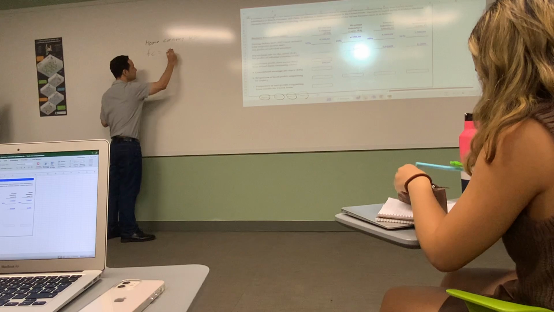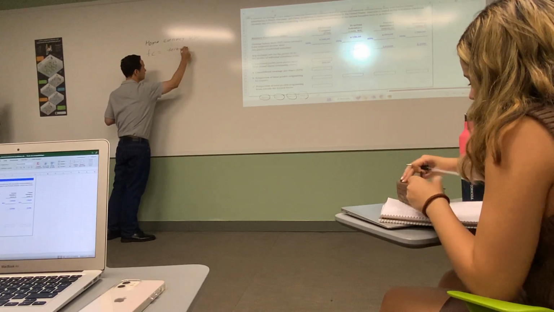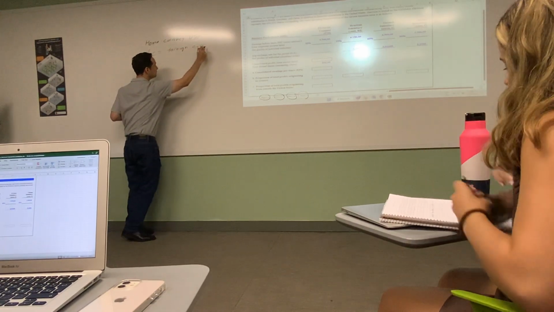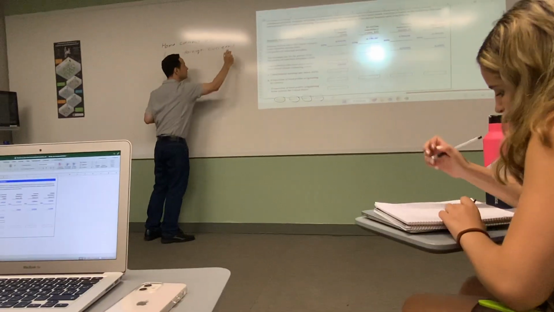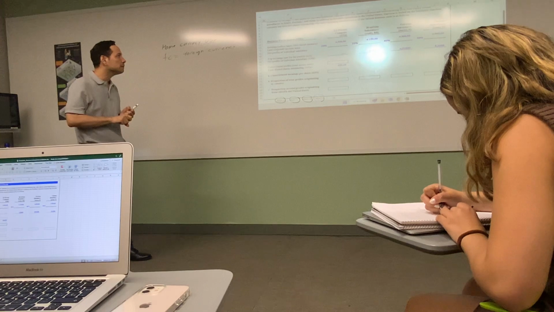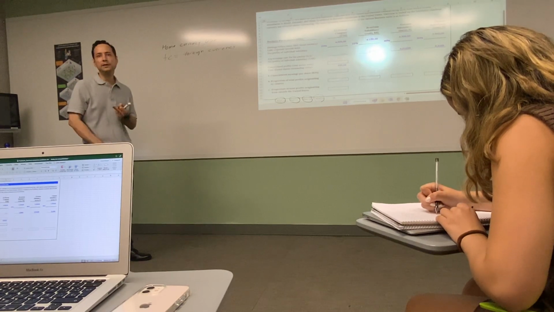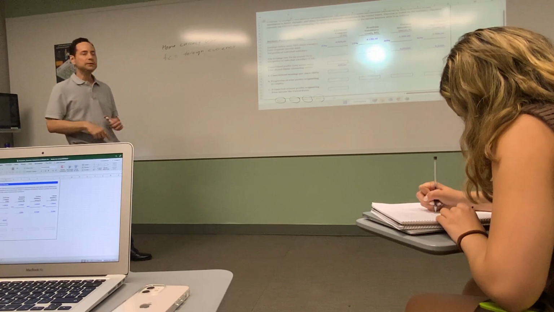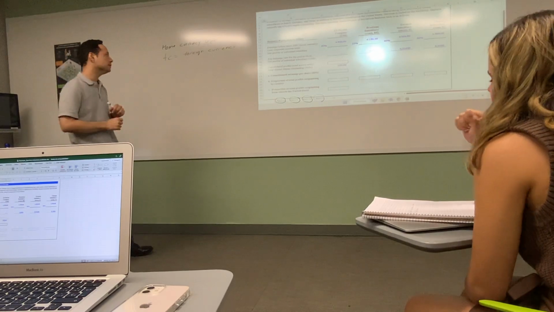This is foreign currency. So what are the three foreign currencies? The real, euros, and the yuan. Okay, so if you read FC, this is foreign currency.